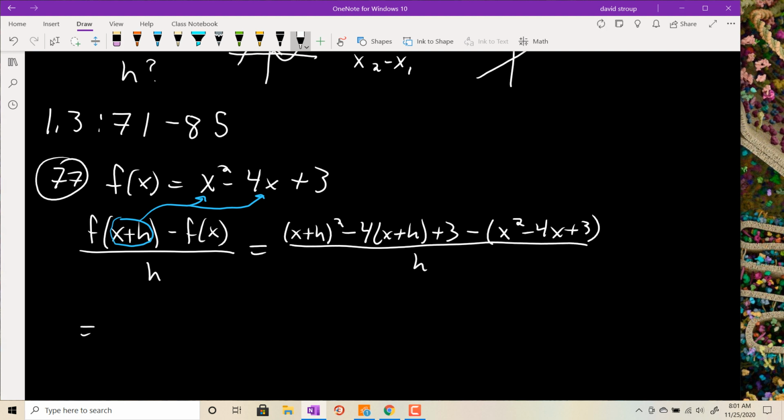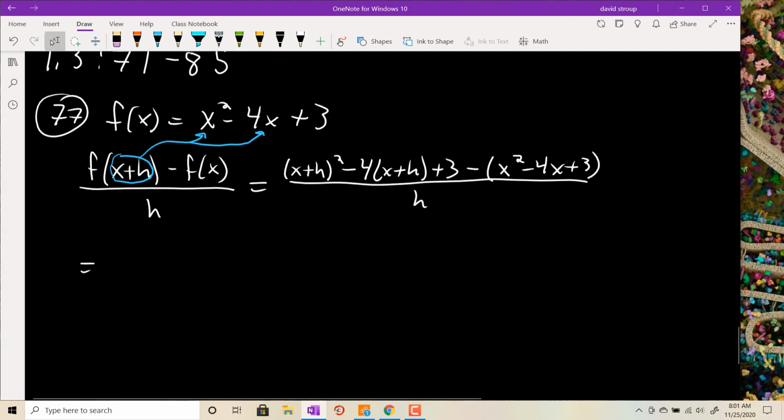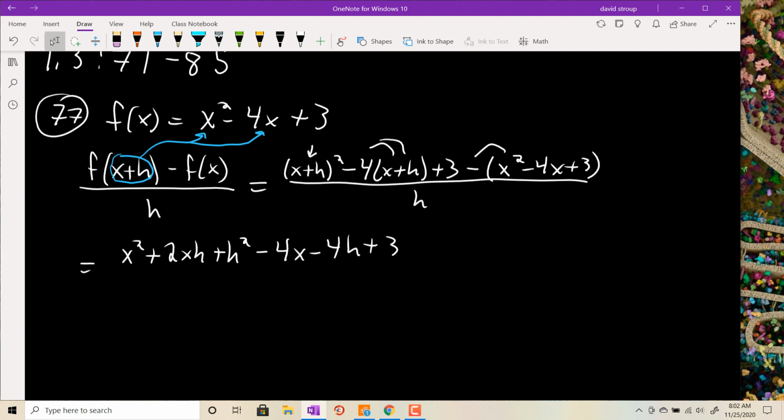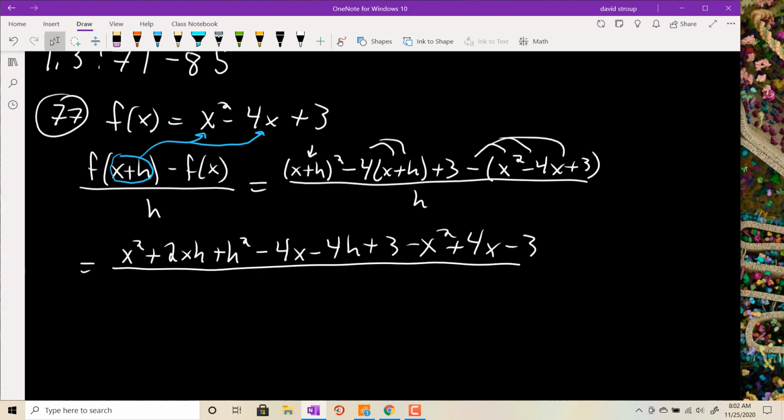So you get a little bit of algebra. They say calculus is 90% algebra and like 10% infinity. First I need to FOIL this guy. That'll be x² plus xh plus xh, which gives me 2xh, and then plus h². And then I need to distribute, so minus 4x minus 4h plus 3. And then I need to distribute again: minus x² plus 4x minus 3. And that'll be all over h.